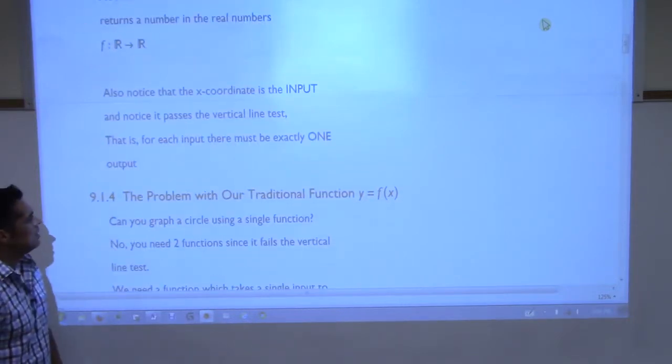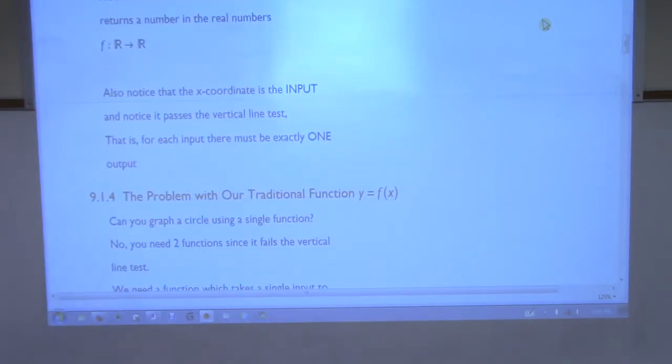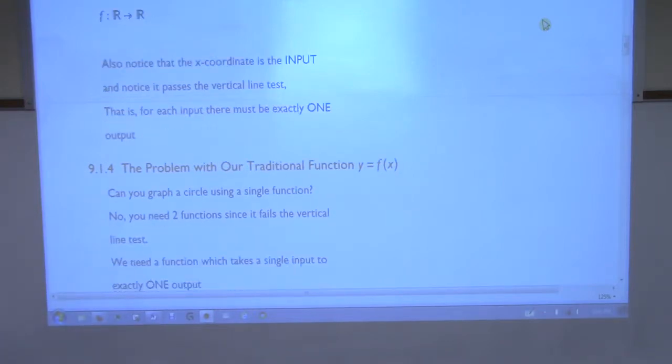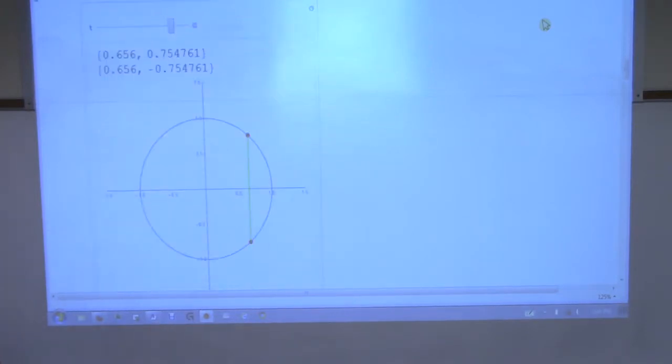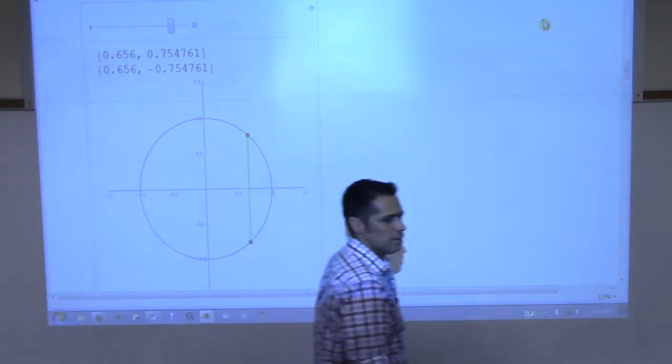And there is a problem, though, with our traditional y equals f of x function. To illustrate the problem, I asked the question, can you graph a circle using a single function? So if we look at a circle, what's the problem that we run into trying to use a traditional function y equals f of x?